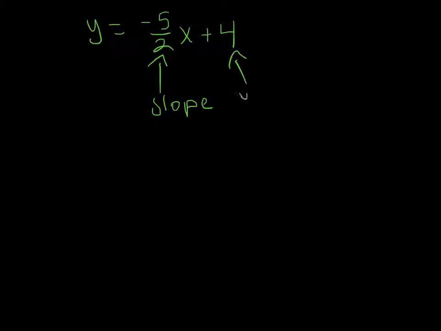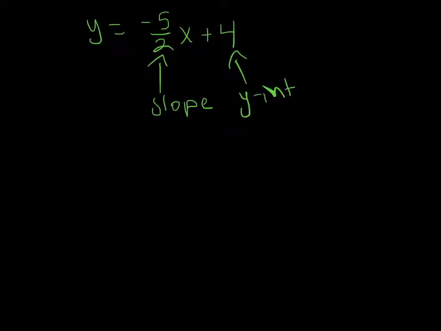Graphing an equation by using the slope and y-intercept is very helpful, and it can speed things up quite a bit. But sometimes it can get tricky. So if we have y equals negative 5/2 x plus 4, we know that this is the slope and this is the y-intercept.